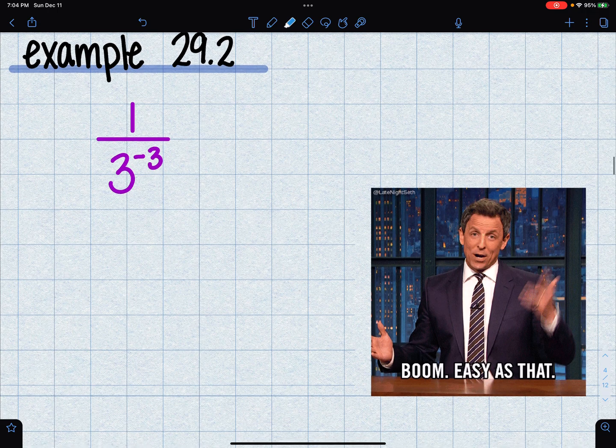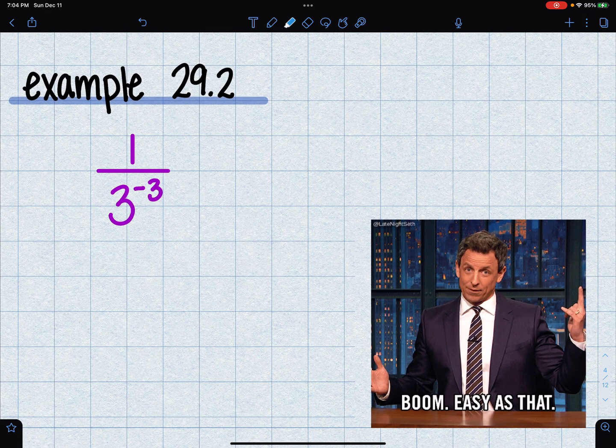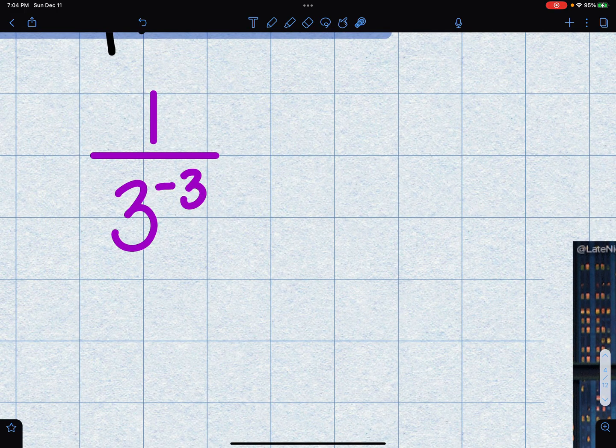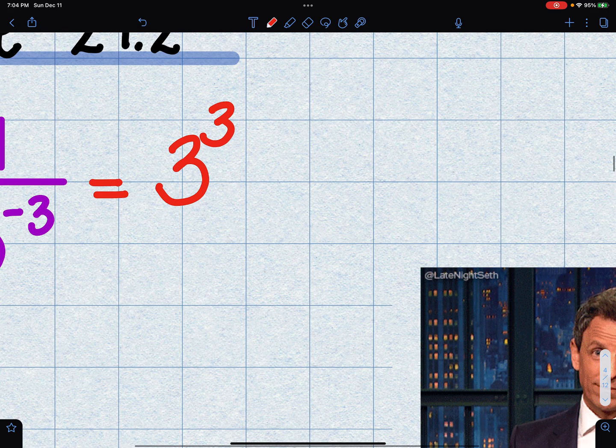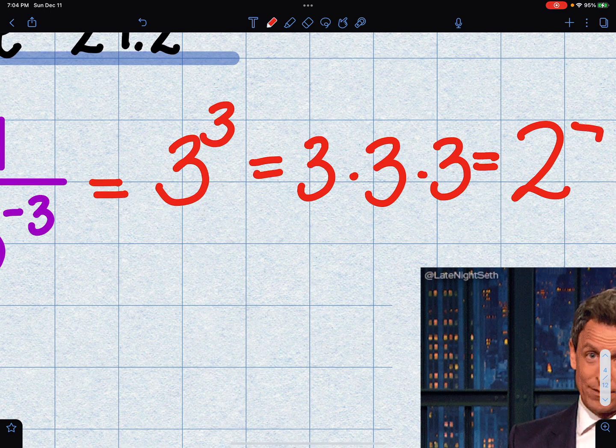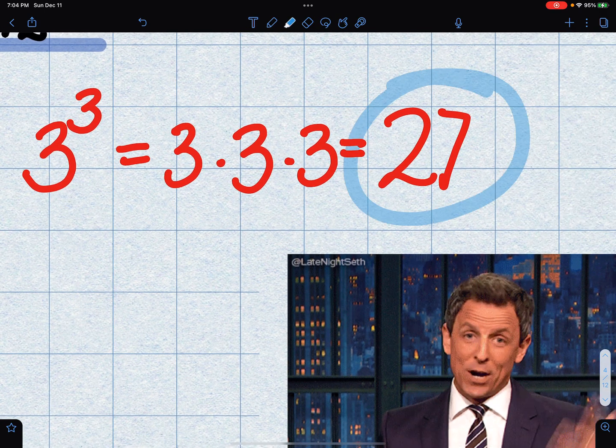Let's do example 29.2. Here's the problem: 1 over 3 raised to the negative 3 power. Again, that negative exponent, I can't do any math with that. It's meaningless. So I have to change this into its reciprocal form. Since the base is on the bottom, in the denominator, I'm going to move it to the numerator and change the exponent to a positive 3. Now this is just 3 cubed. We know how to do that. We just do 3 times 3 times 3. And when you do the math on that, you'll get 27. And that is the final answer.